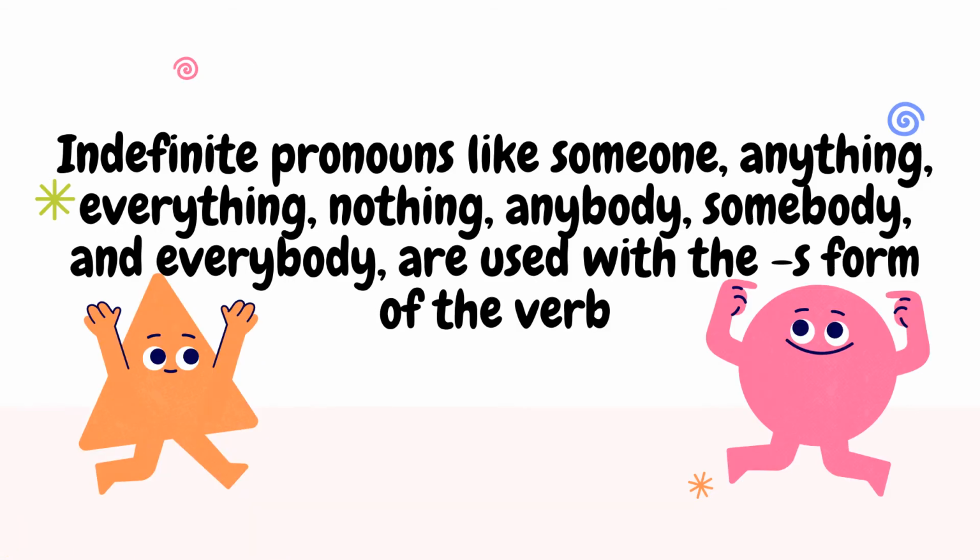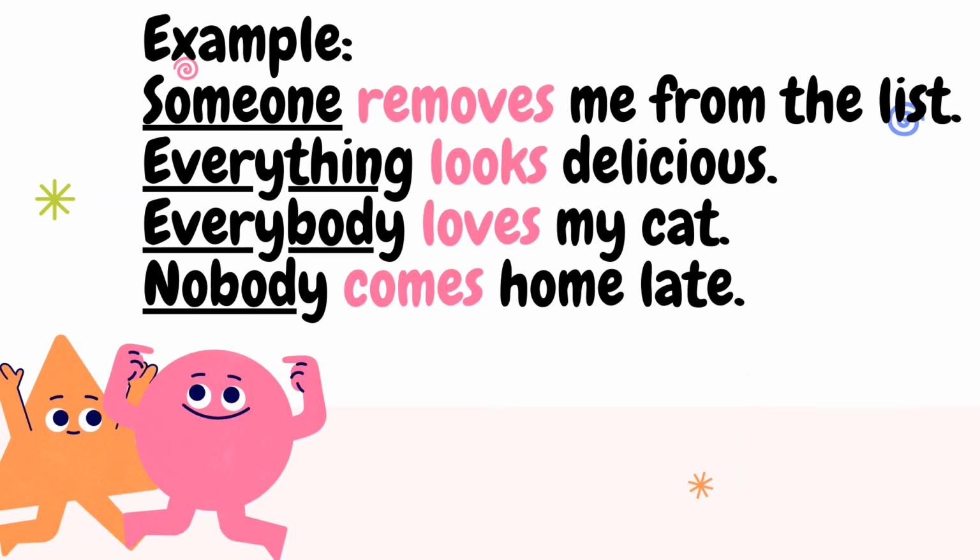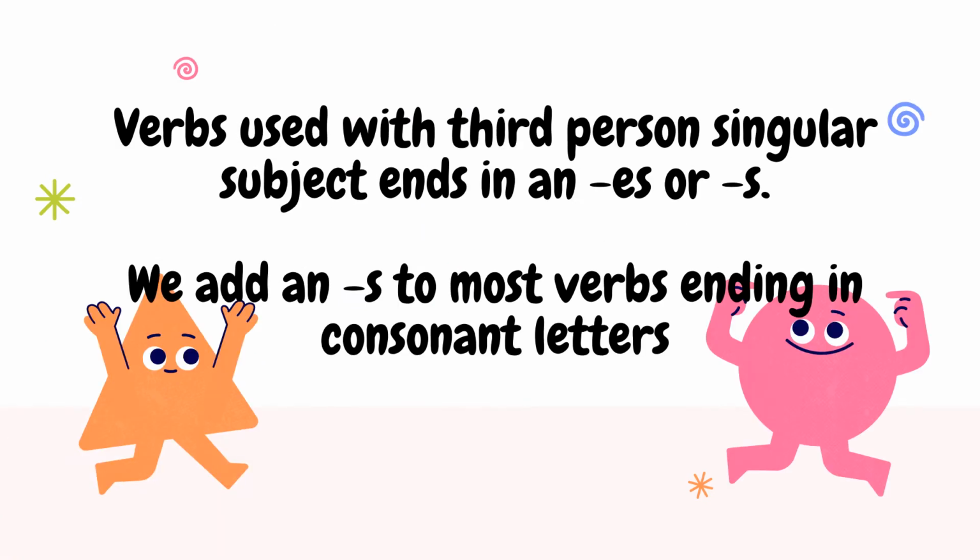Next is indefinite pronouns like someone, anything, everything, nothing, anybody, somebody, and everybody are used with the S form of the verb. Some examples are, someone removes me from the list. Everything looks delicious. Everybody loves my cat. Nobody comes home late.